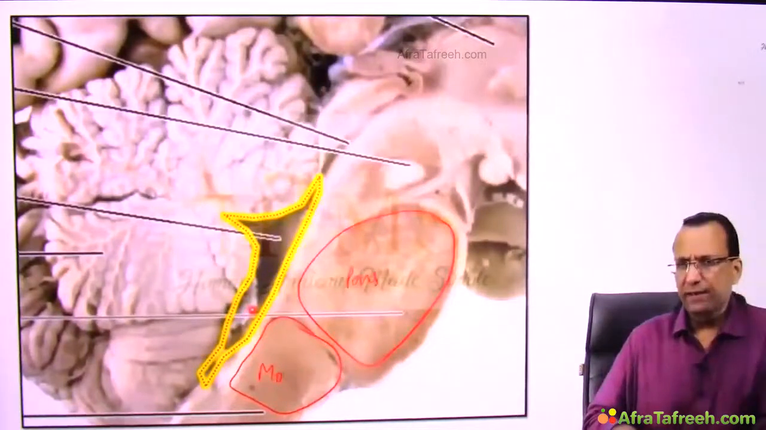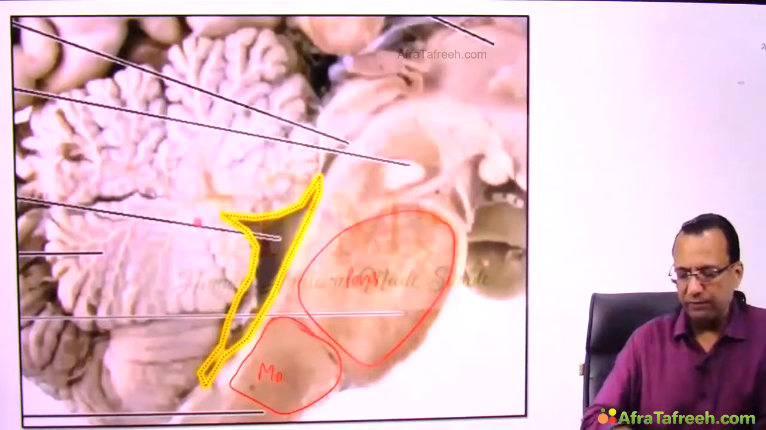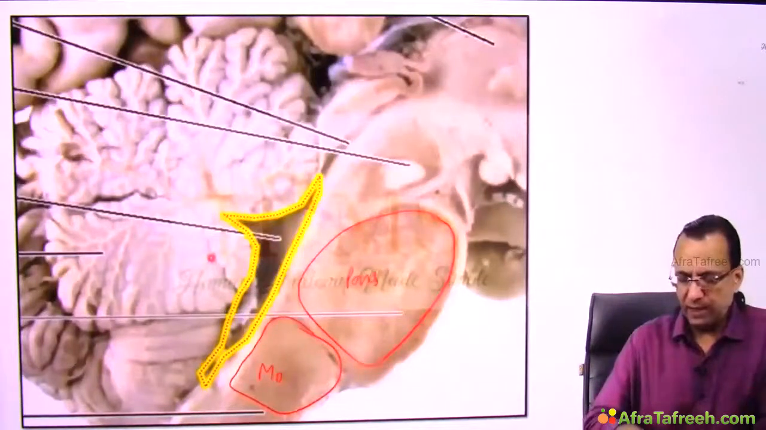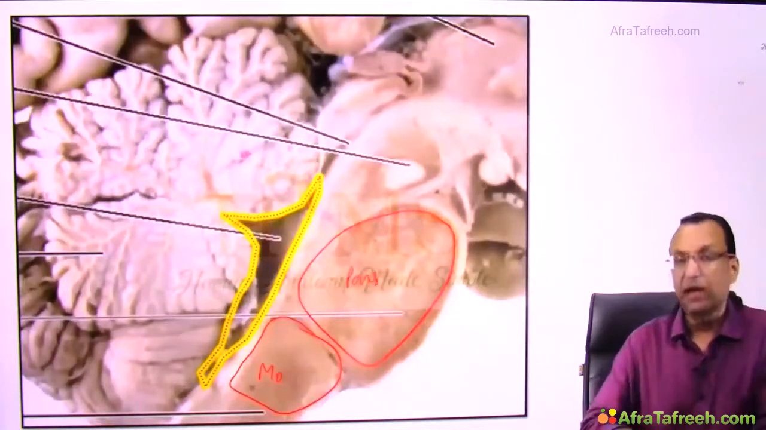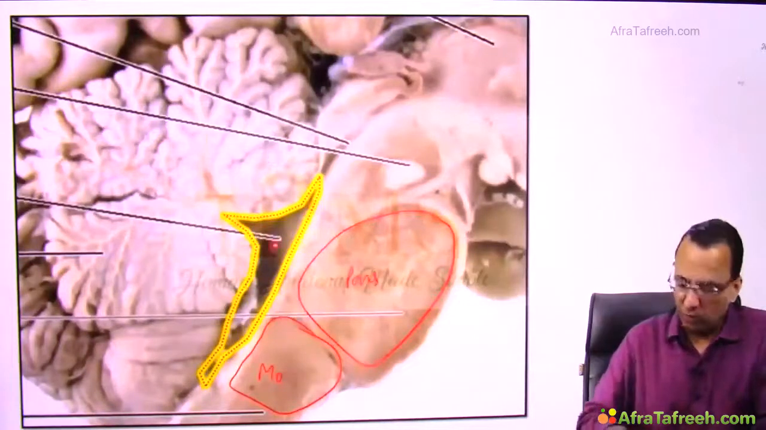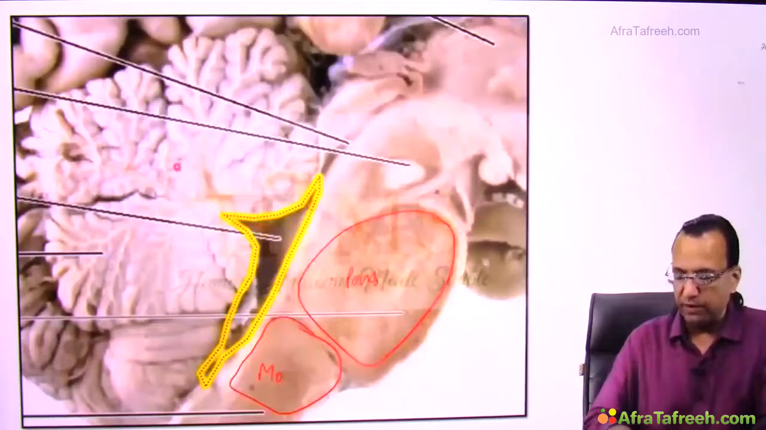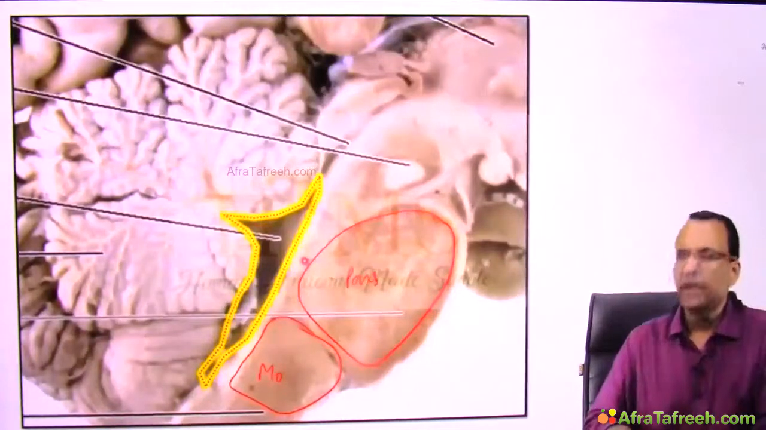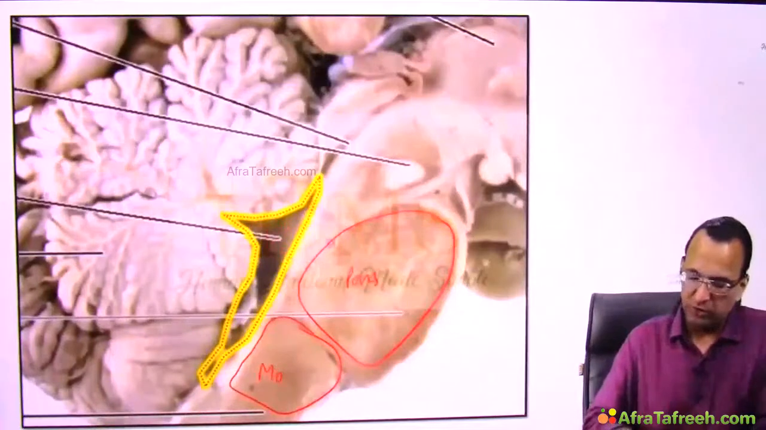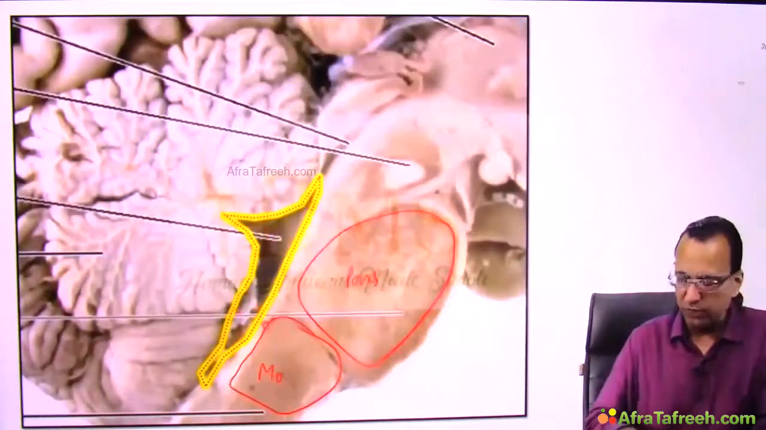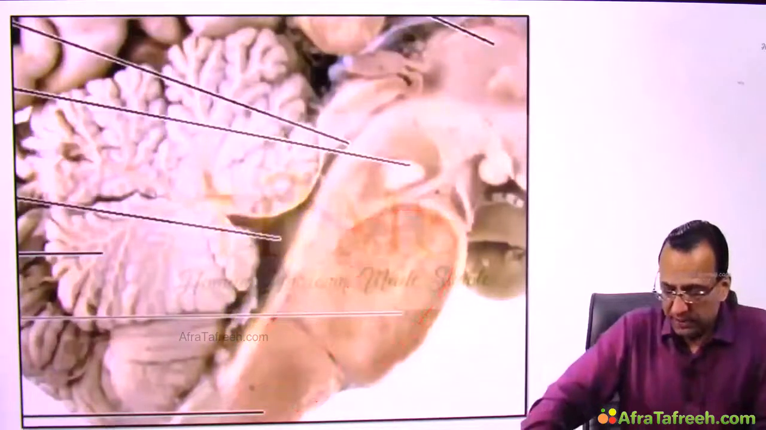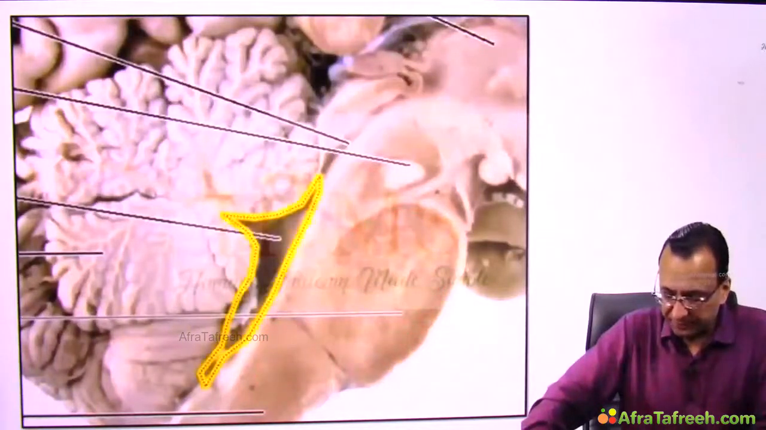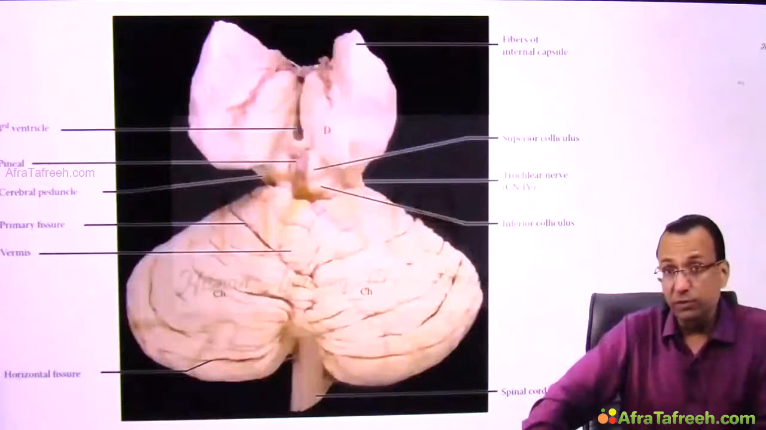Let us do one thing. We will now remove the cerebellum from the posterior view and look at the floor of the fourth ventricle. After removing the cerebellum by cutting the peduncles, we are going to look at the floor of the fourth ventricle from the posterior view, so that you can look at the dorsal view of the pons and the dorsal view of the medulla oblongata. Let's do that. And as you see, this is the posterior view.